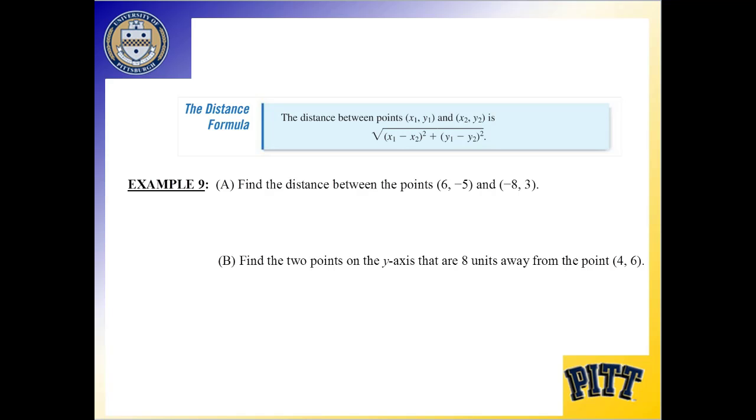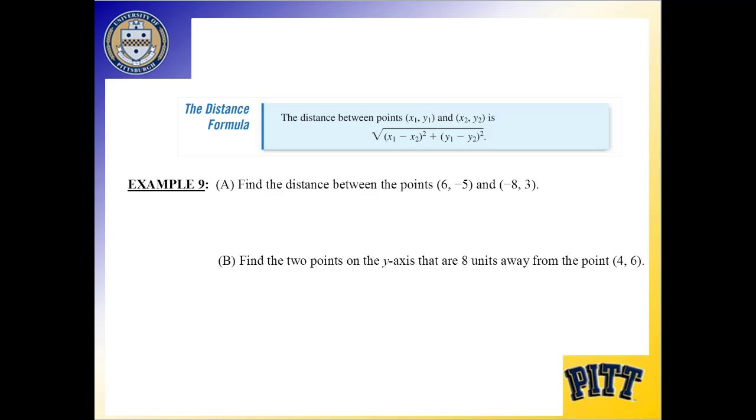Some things that come from the quadratic formula, as well as the Pythagorean theorem: the distance formula. We bring up distance because, again, quadratics get involved, or the process of squaring gets involved. So it says here, find the distance between the points (6, -5) and (-8, 3).